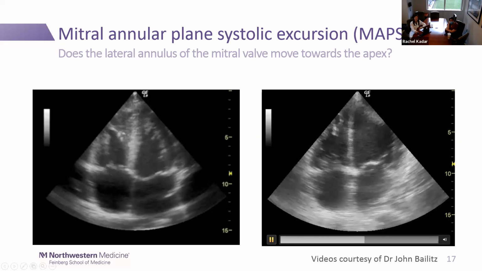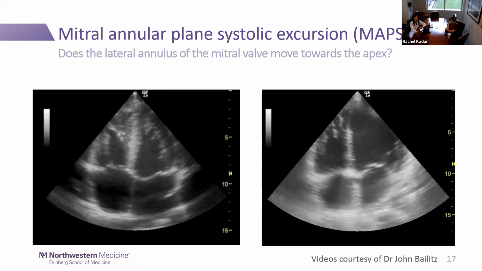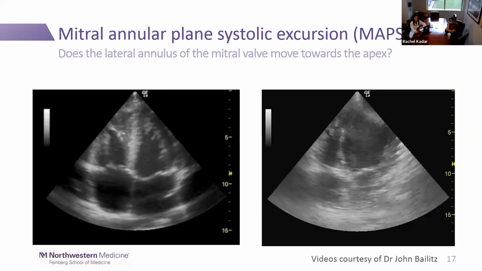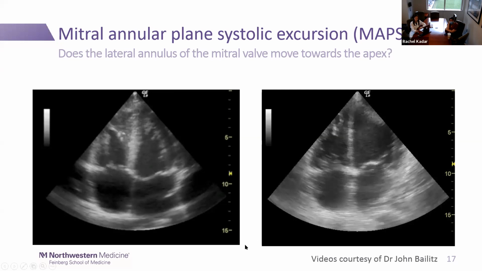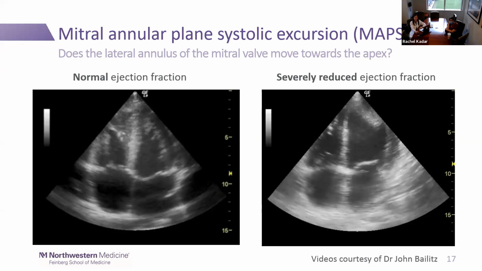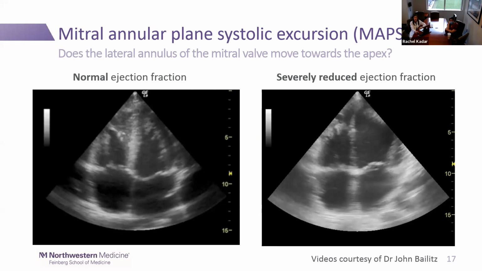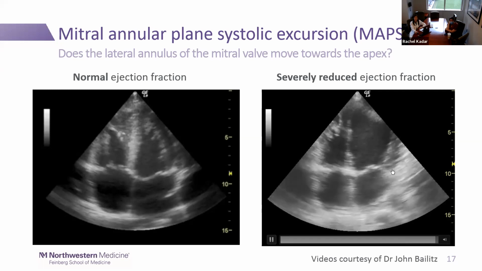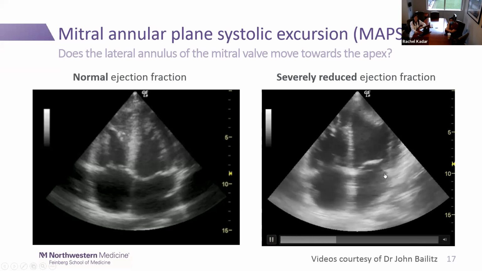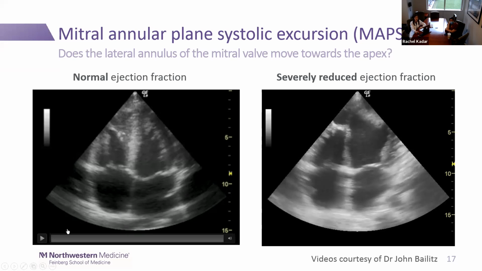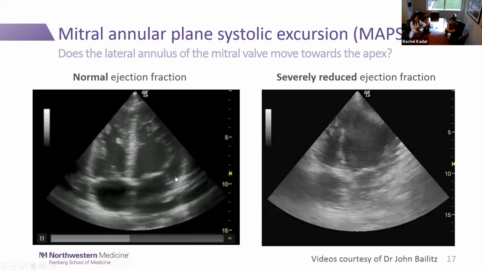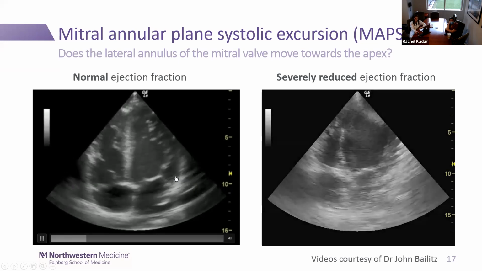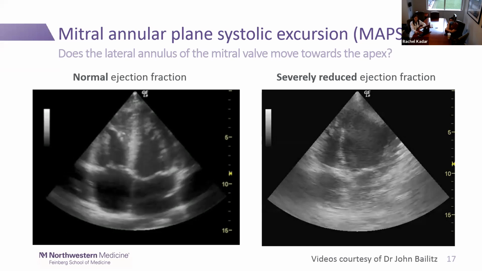Sorry about that. We'll move forward, and say that the one on the left is a normal ejection fraction and the one on the right is severely reduced. So if you see right here, this lateral annulus is not reaching up and moving towards that septum. So you have a severely reduced ejection fraction. Whereas in this one, if I put my cursor right here, you can see that that lateral annulus is clearly moving up towards that apex.